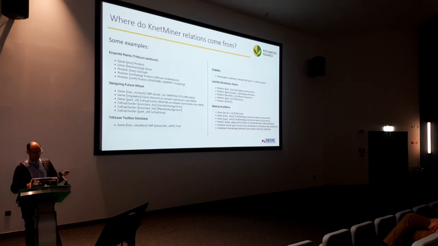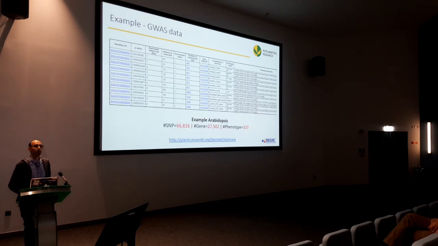Say, for example, we get some relationships from Ensembl Plants. Some information is coming from pre-published data that is part of Designing Future Wheat. Other bits of information are extracted from text, from publications. And then Netminer itself has some algorithms to create intelligent relationships between those entities. So it still might be a bit abstract. That's why I'm going into a bit more detail to explain how we go from data into a graph representation.